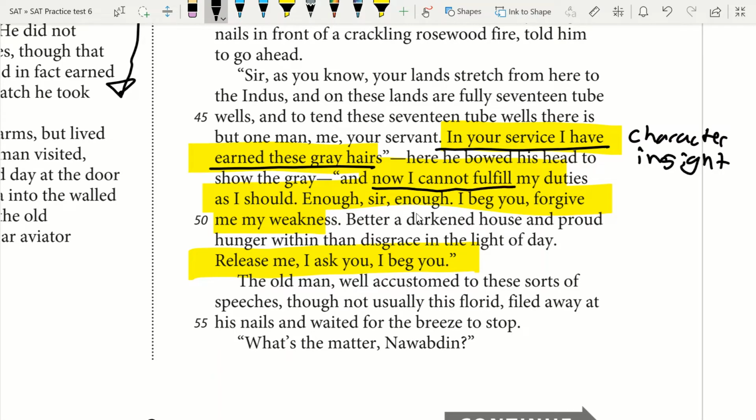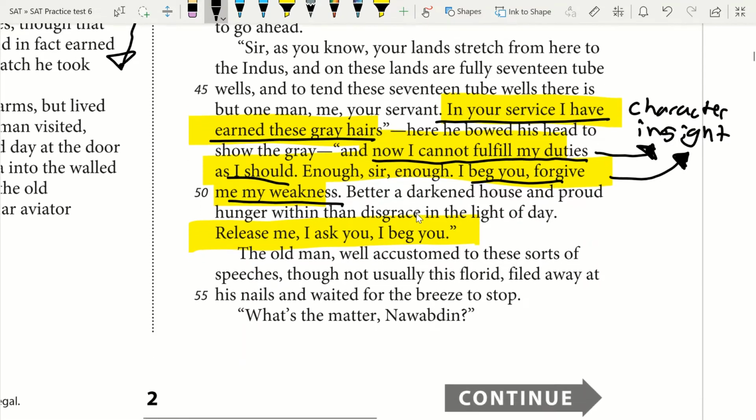Okay, now we see that he can't fulfill his duties. Once again, that's offering more and more character insight, right? He can't do it anymore because he's old. So also giving me insight into the character, so I'm going to want to highlight that. Next I have, I beg you, forgive me my weakness. Okay, so he's saying I'm weak now, also giving me character insight. He's weak, but he wishes he wasn't, but he also acknowledges because he's old, he can't do the things he could do when he was young. So once again, more character insight there.